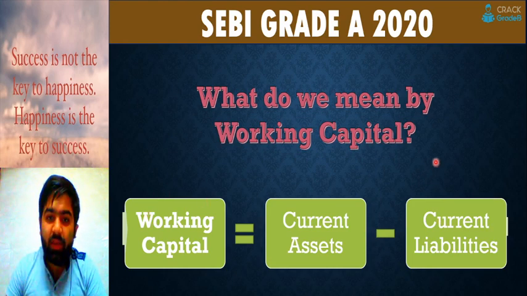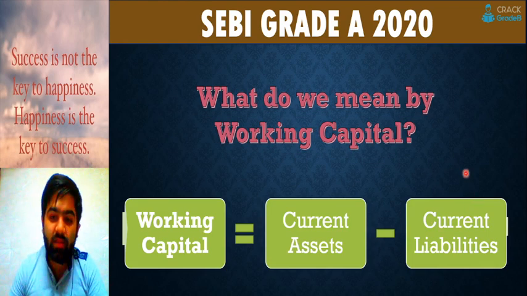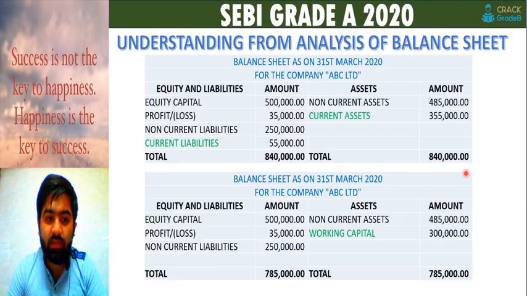Okay, current liability increased, so working capital is decreased. If we increase our current assets from 1 lakh to 1 lakh 20,000, then 1 lakh 20,000 minus 50,000 is 70,000. So working capital increases when current assets increase, and working capital decreases when current liabilities increase. So hope this is clear.